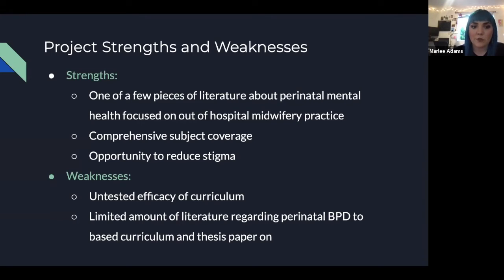The weaknesses or drawbacks is that the curriculum has not yet been tested for efficacy, so I don't know for sure that it will improve screening or mental health outcomes, and that in general, there is just a limited amount of literature about perinatal bipolar disorder to actually base the curriculum and thesis paper on. I think I had about 85 references in total, and it was pretty hard to find all of the research I wanted.